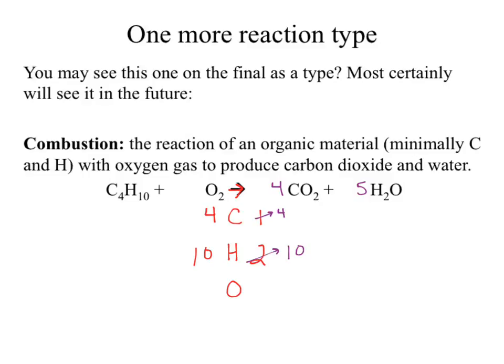Okay. If we move through and look to the oxygens, how many oxygens on the left-hand side? We only have 2 on the left-hand side, and on the right-hand side, 3. Okay, 4 times 2 gets me 8 oxygens, plus 5 times 1 gets me 5, and I end up with 13. How do I make 2 equal to 13?